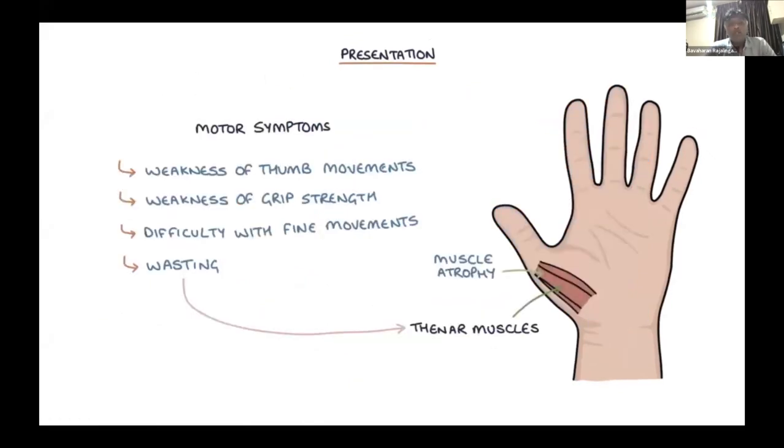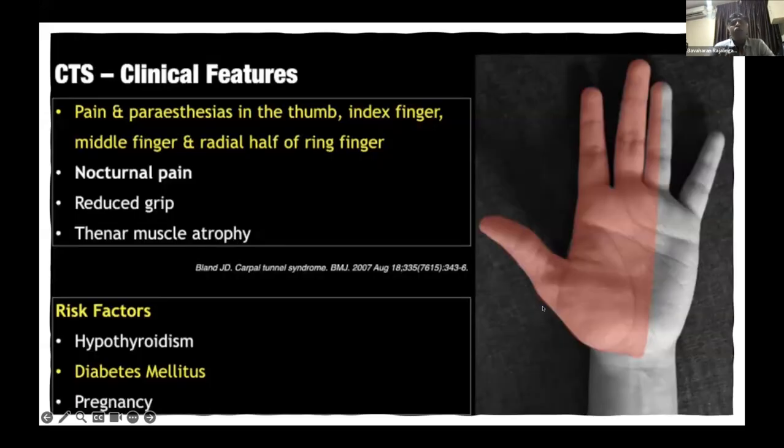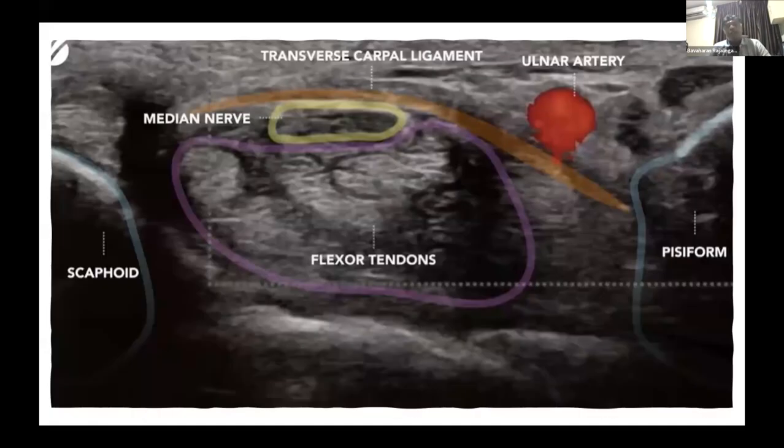So these are the motor changes. Motor changes are like weakness of the thumb movements, grip strength may be weakened, finer movements may be difficult, and there may be muscle atrophy. So these are the most common causes.